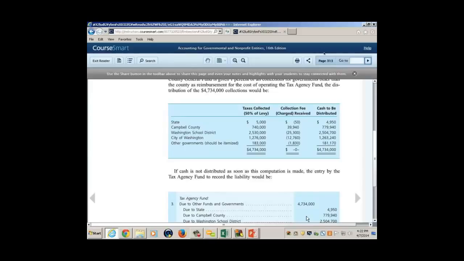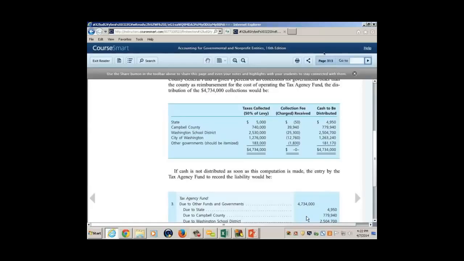So let's say you collect $1,000, $500 needs to go to one, $300 to another, and $200 to another. You show the receivables, and then you show the payment, except do you pay them $500, $300, and $200? No, you keep 1%. Is that 1% considered revenue? The 1% shows as revenue in the general fund.